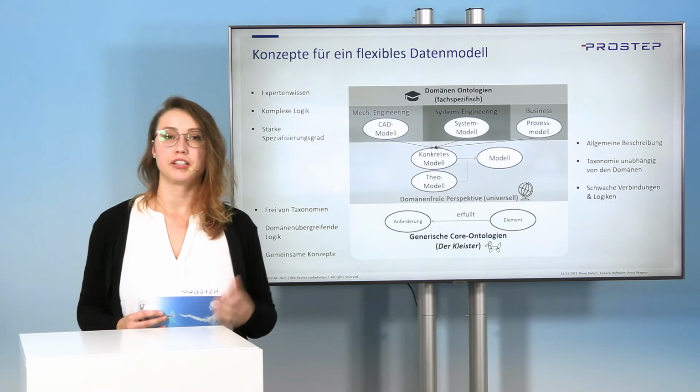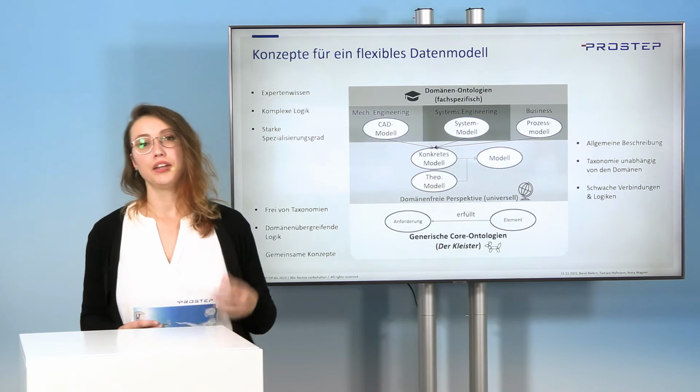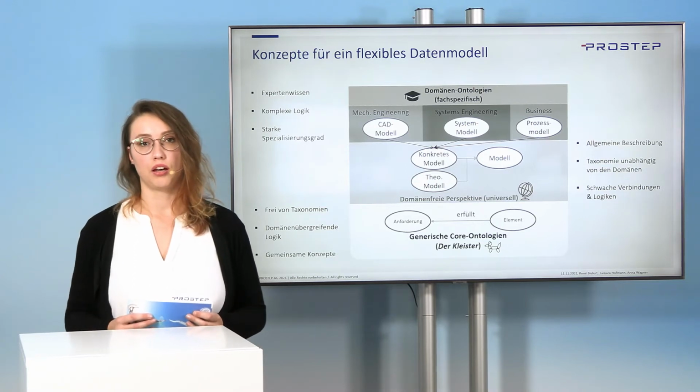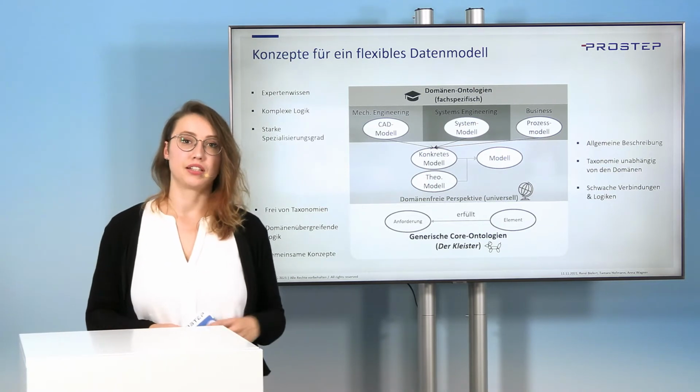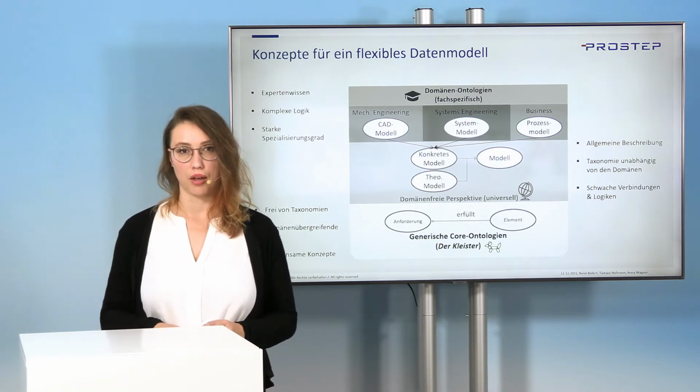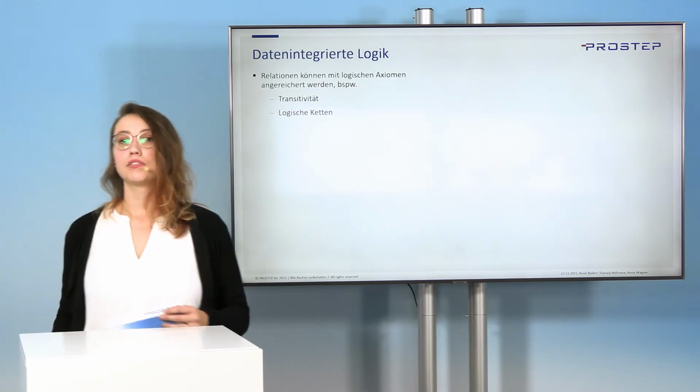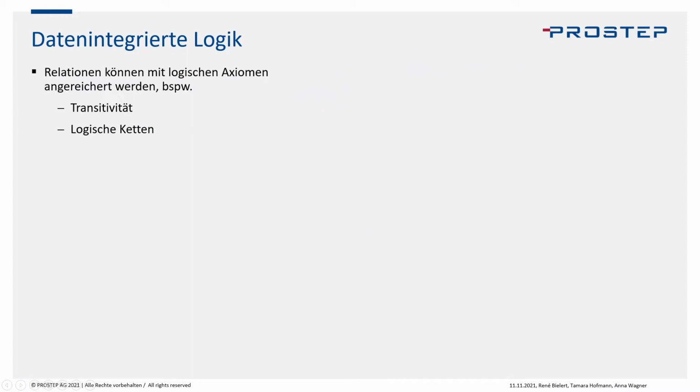Our listeners might have understood that we do speak a lot about ontologies with our flexible data model. That's because ontologies are the technological basis of our pilot project. Why? Well, mainly because we can describe data-integrated logic with ontologies. Let me explain. The basis of this data-integrated logic is that relations can be strengthened by logical axioms. Here we have transitive relations or logical chains. I have an example for you with 3 people, A, B, and C. These 3 people are connected to each other via relations.